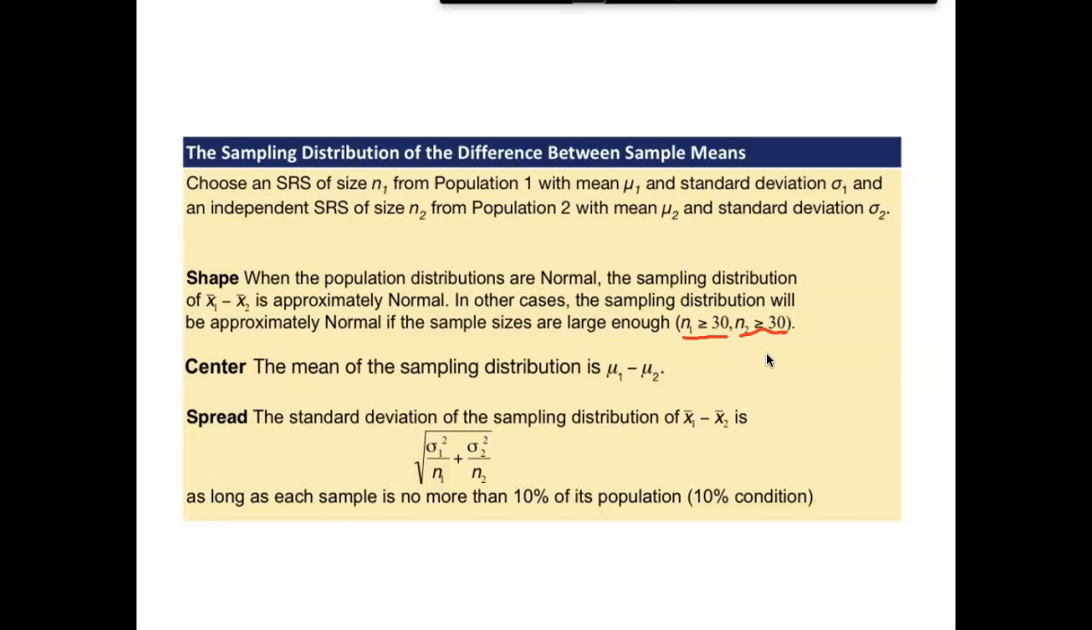The mean is intuitive. The mean of the sampling distribution will just be mu1 minus mu2. The standard deviation of the sampling distribution of the difference in sample means is given by this formula, which again you will have in your formula packet, as long as both 10% conditions are satisfied, meaning both samples are not more than 10% of their respective populations.